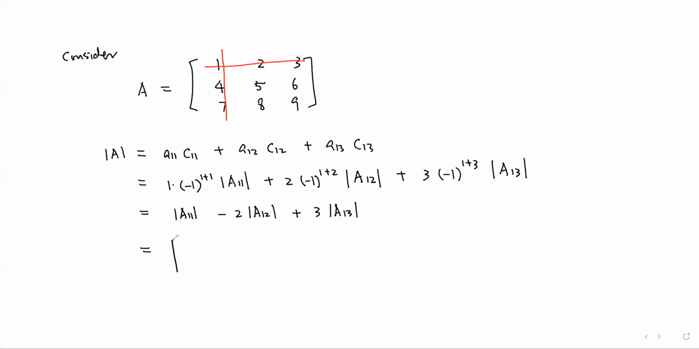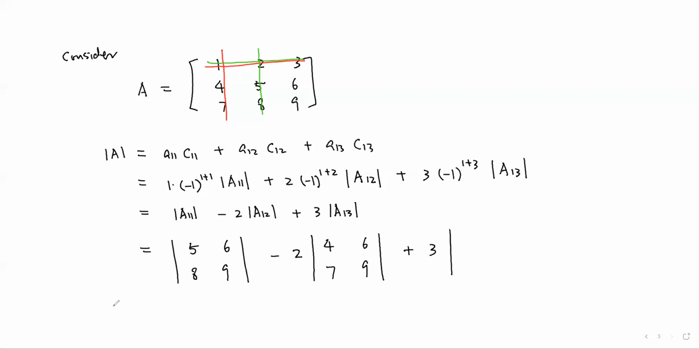So the first term is the determinant 5, 6, 8, 9, minus 2 times the determinant of capital A12. Delete the first row, second column. What remains are 4, 6, 7, 9, and then plus number 3.